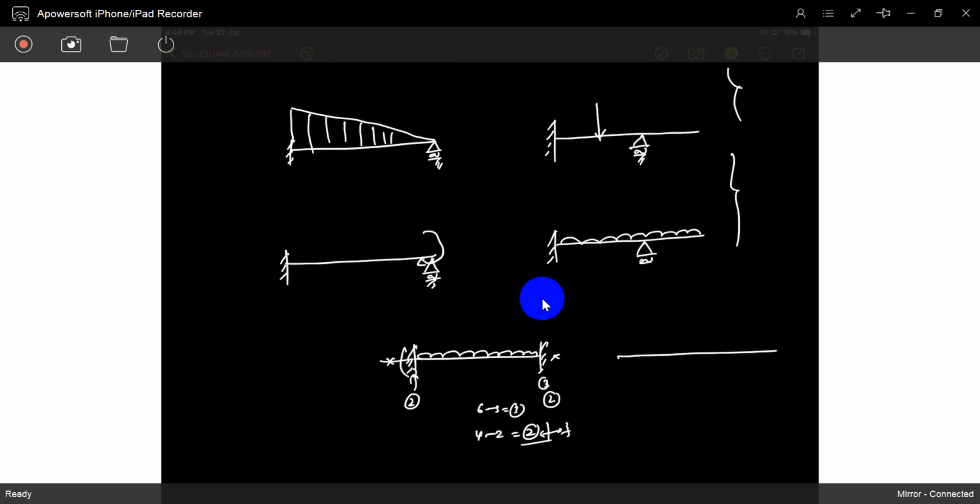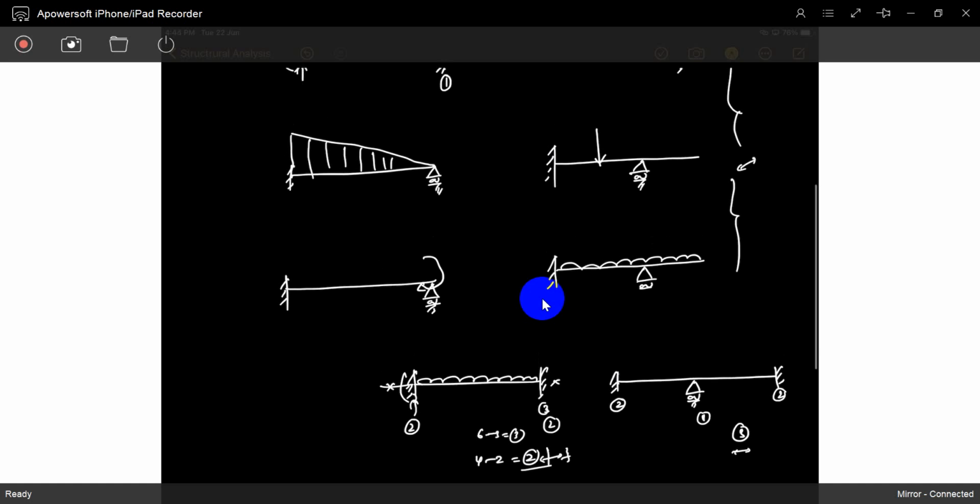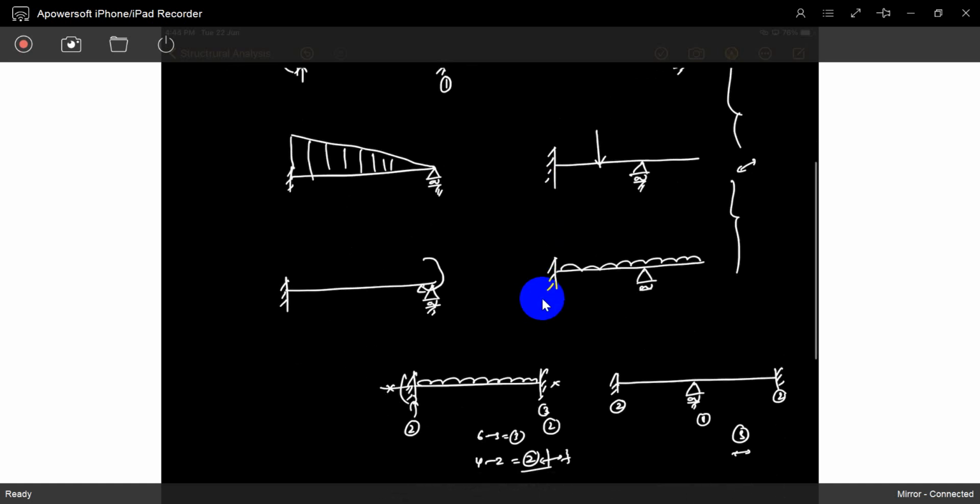If we take a continuous beam, this is a continuous beam. This has 2, this has 2, this has 1, so 5 reactions. It has 3 indeterminacy. So we will deal with them one by one. First we will deal with the propped cantilever. Next we will deal with the fixed beams. Next we will deal with the continuous beams, again continuous, and so on.